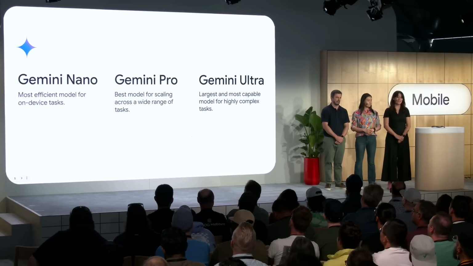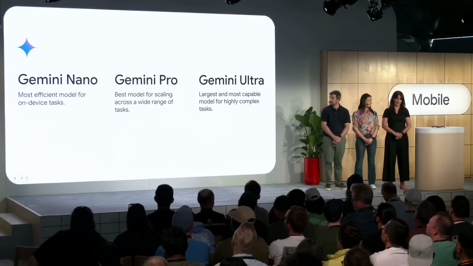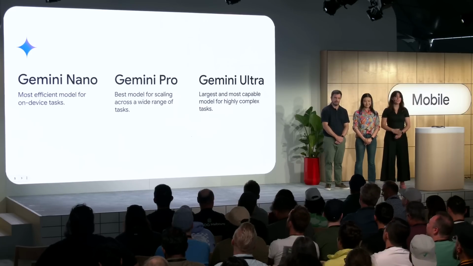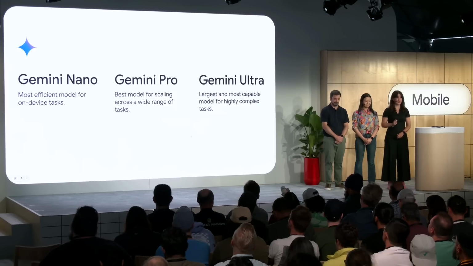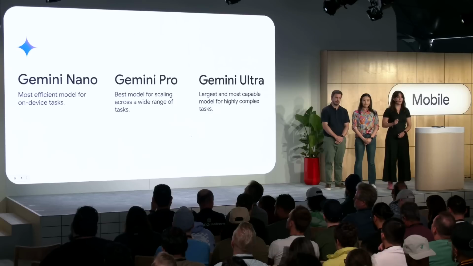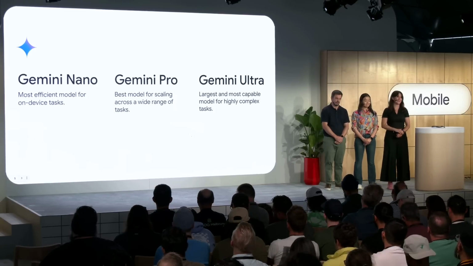Last December, we introduced Gemini with state-of-the-art performance across many leading benchmarks. These models are optimized for 3 different tasks. Gemini Nano, our most efficient model for on-device. Gemini Pro, the best model for scaling across a wide range of tasks. And finally, Gemini Ultra, our largest and most capable model for highly complex use cases.